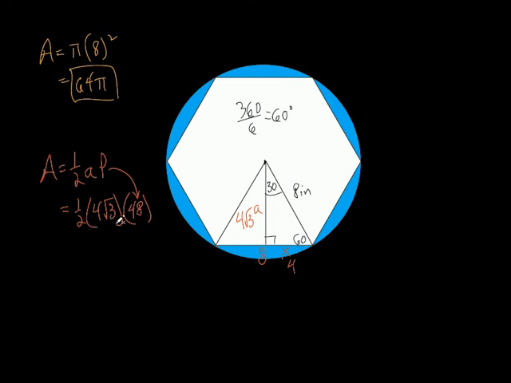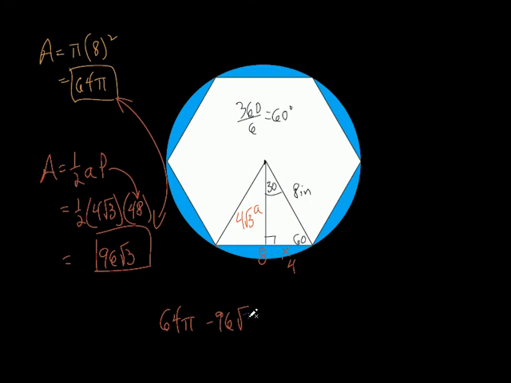And then you could just put that all into a calculator, but let's just do it like this. Watch, half of 4 is 2. 2 times 48 is what, 96? So that's 96 square root of 3. Put that in a box. So what do we do with these two? We subtract them from each other. So I've got 64 pi minus 96 square root of 3.